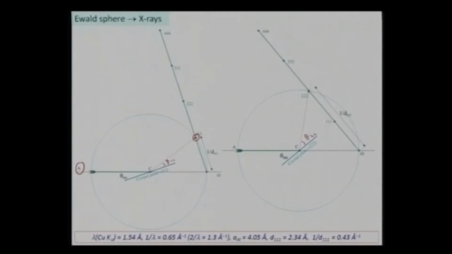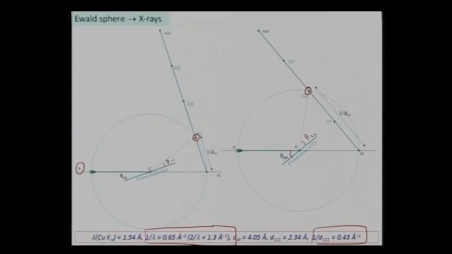For plane D222, I will get a diffraction spot at some other point, because now my theta 222 is different than theta 111. And for a particular material, once I utilize a copper K alpha, I fix my lambda value, or my inverse of lambda, it comes out to be 0.65 per angstrom. In this case, I have units of 1 by length, because it's an inverse construction of a particular length scale, and that eventually brings out my 1 by d value of around 0.43 per angstrom.